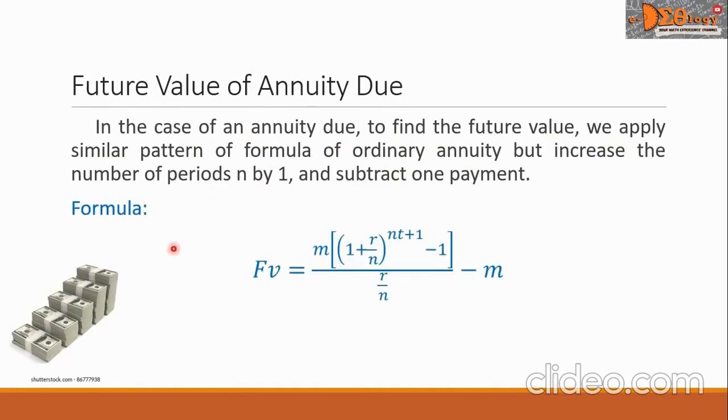This is our formula. This is similar to the formula of an ordinary annuity. The only difference is in this portion, where we are adding 1. Also, there is a minus m in here. So this is our big formula for annuity due.